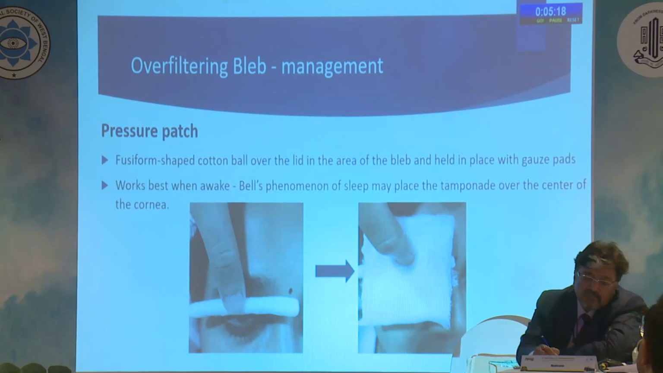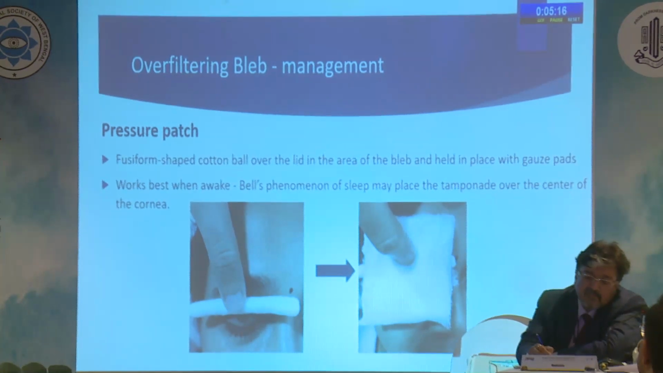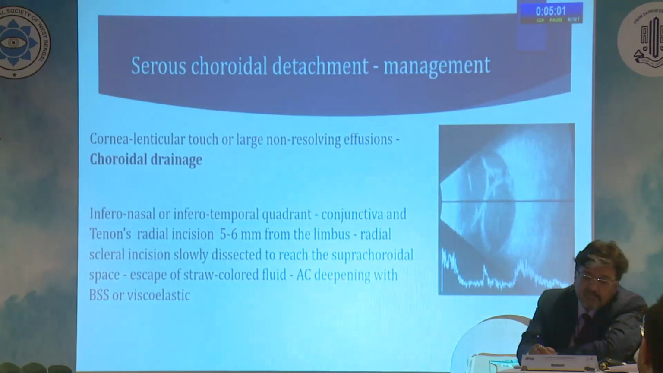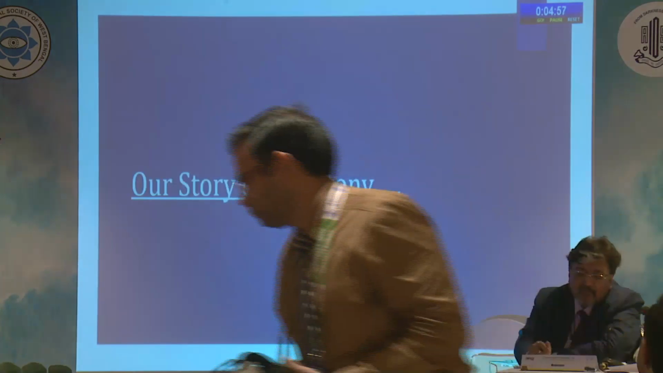Pressure patching is done using a fusiform cotton ball over the lid in the area of the bleb, which is held in place with gauze pads. Low IOP and smooth elevations on indirect ophthalmoscopy may be signs of choroidal detachment. In non-resolving cases, choroidal drainage is done.